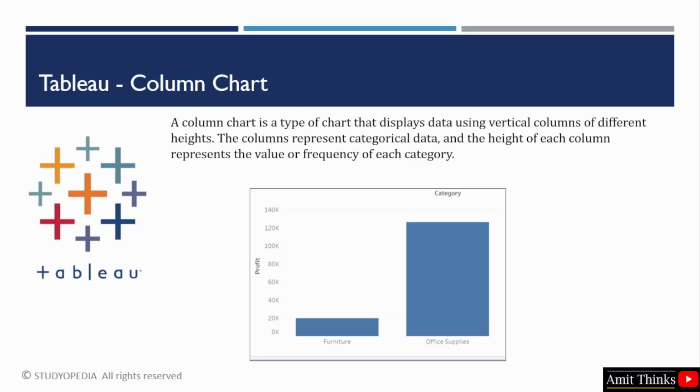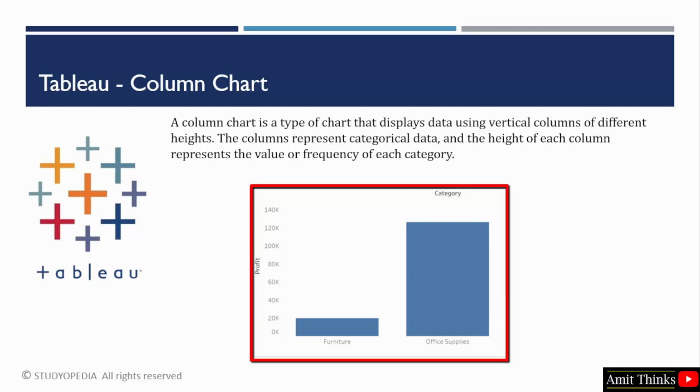Now let us see what is a column chart. Bar chart and column chart are somewhat similar, but in column chart you have vertical bars. Okay, that means the data is displayed as vertical columns of different heights. The columns here in the image represent categorical data, and the height of each column will display the frequency of each category. In this image, the office supplies is having more profit, right?